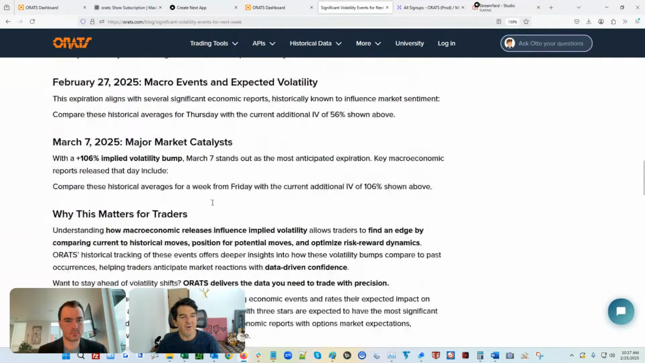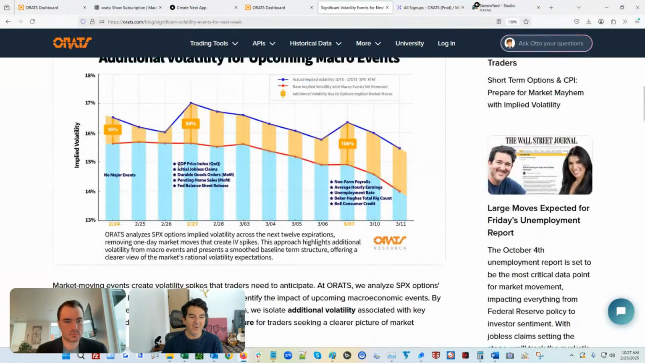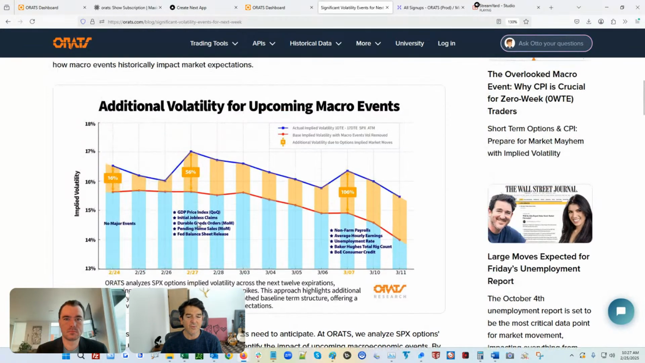Yeah. So in this article, I don't see it, but what we've done is we've gone through and we've said GDP, the price index has a certain additional volatility associated with it. The initial jobless claims has numbers associated with that you could then either average and compare with. So we'll be adding these kinds of analysis of the actual moves, much like we do for earnings.